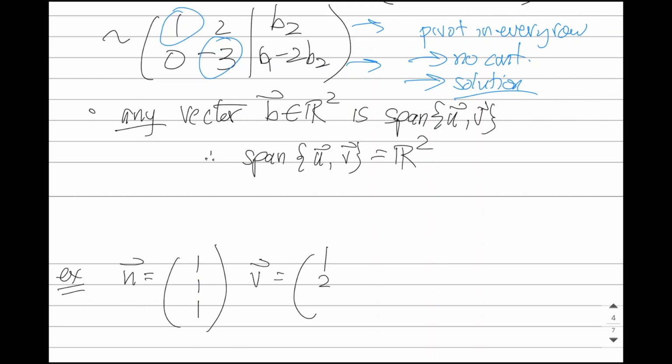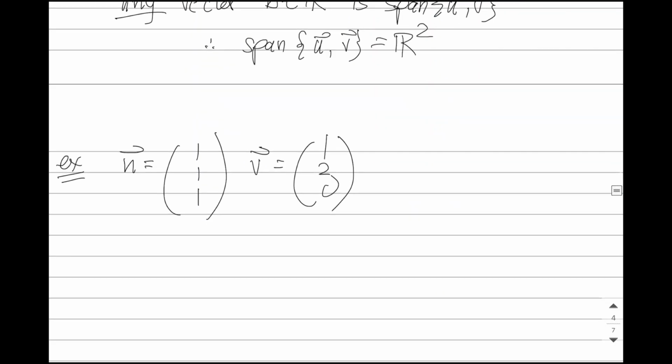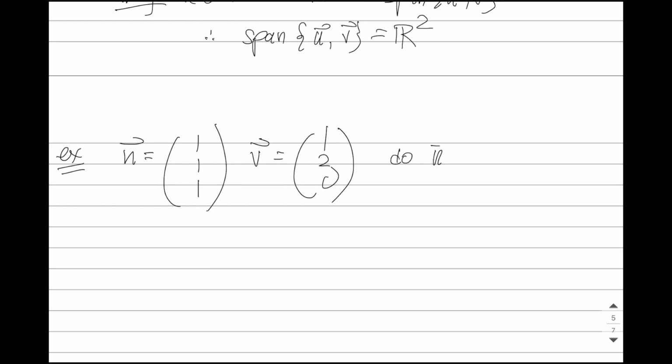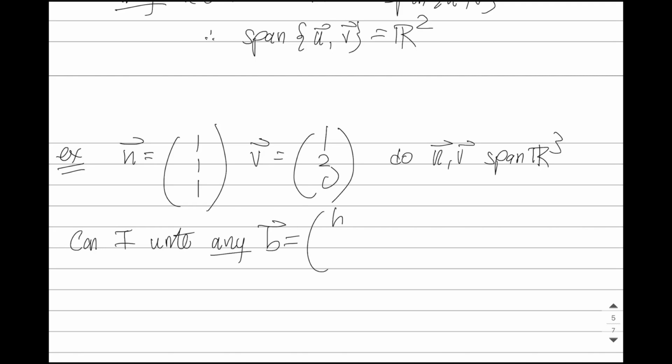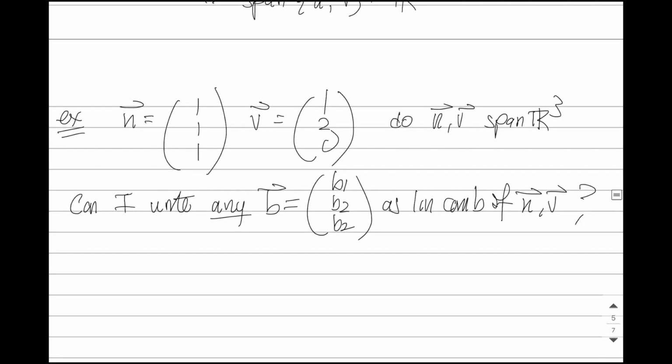And the question I'm going to ask is, do u and v span R3? Can you create any vector in R3 from these two? Can I write any B with any arbitrary components as a linear combination of u and v? To answer that, we know that we have to put it into a system where u is the first vector and v is the second vector, and then we've got this arbitrary right hand side.